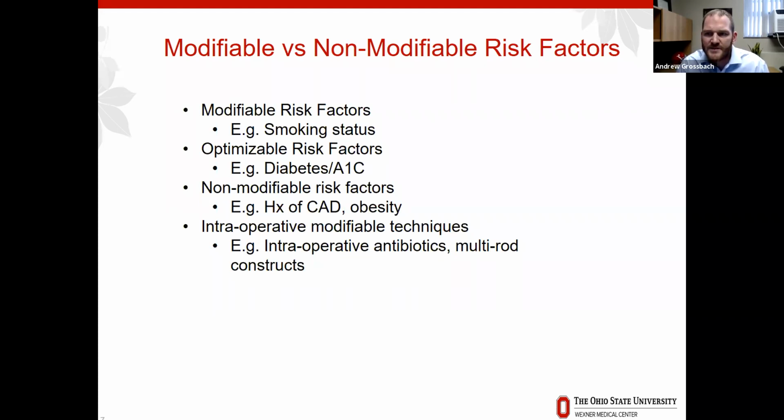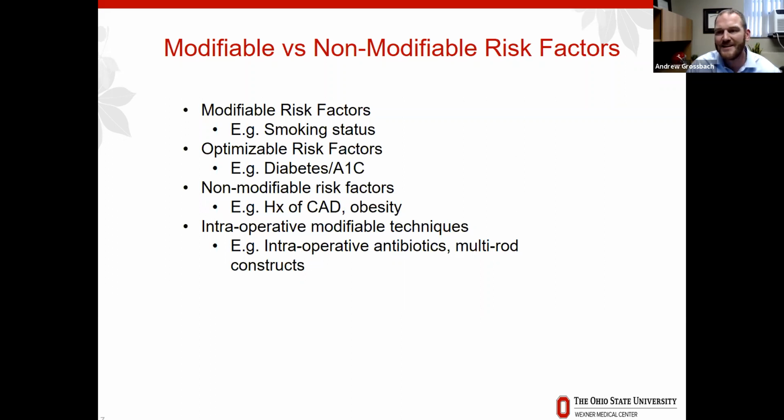So I can't make a patient not diabetic anymore, but I can get them to lower their A1C before going in for surgery. There's non-modifiable risk factors. So a patient has coronary artery disease and stents, you can't go turn back time and unstent that patient. But you have to do what you can to optimize that, whether it's with aspirin or beta blockade or something like that.